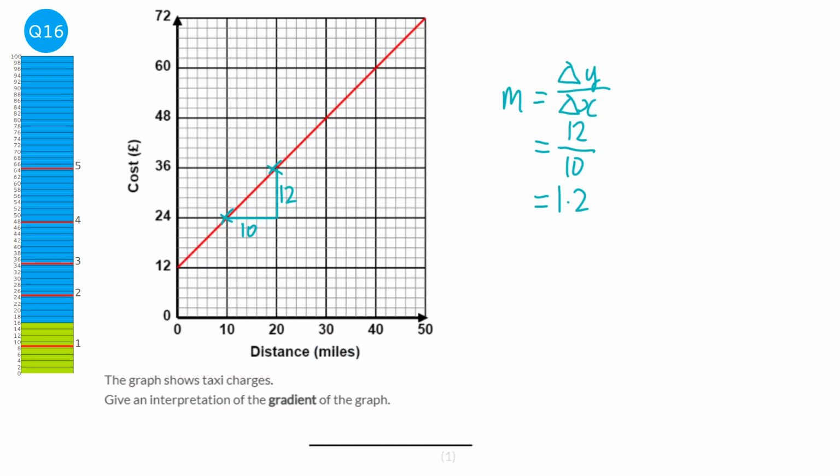So the interpretation that we give for this context, because this is about taxis, is that the taxi will cost £1.20 or 120 pence per 1 unit on the x, per mile. And that's true for the gradient for any context. It's for every one of this, how much of this increases, how much the y increases by.